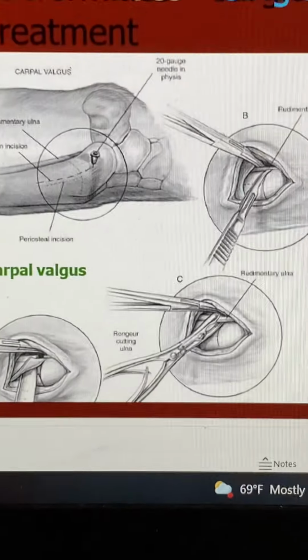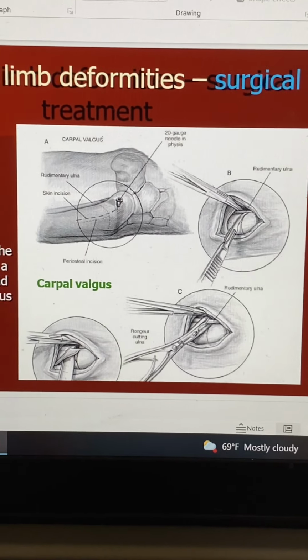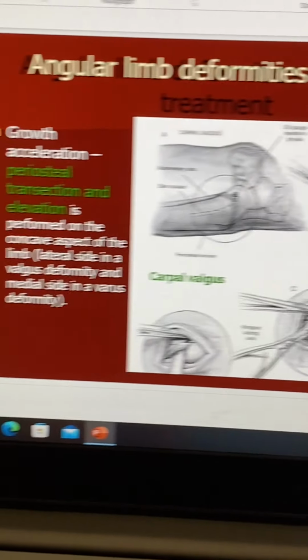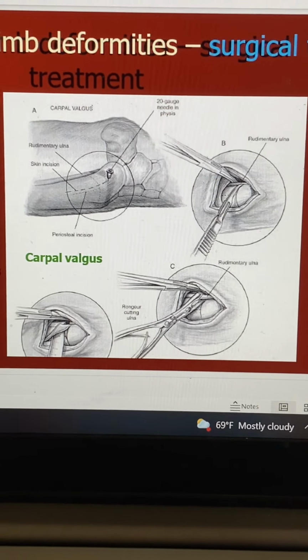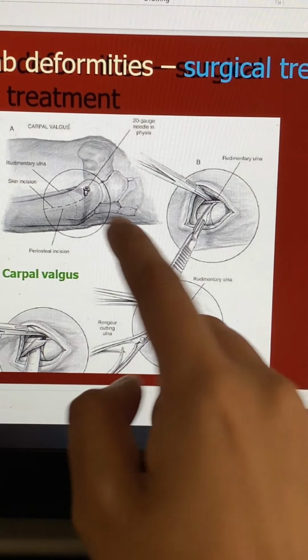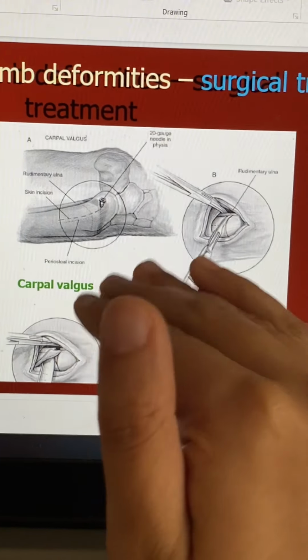Okay, so now we have surgical treatments of angular limb deformities. The focus is growth acceleration by periosteal transection and elevation. It's performed on the concave aspect of the limb. So basically the lateral side in, let's say, the valgus deformity case, and the medial side in the varus deformity case.